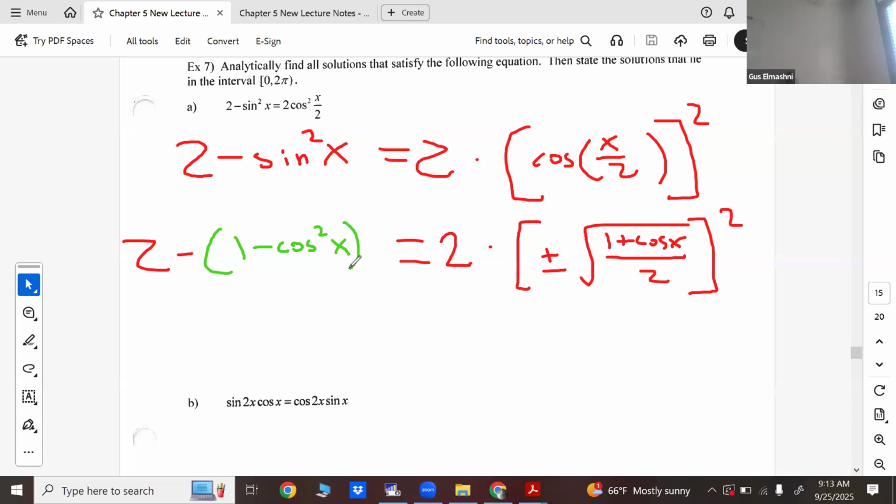But when you square plus or minus, it won't matter because it just goes away. You square the radical, it also goes away. And now with everything in terms of one trig function, it's going to become some sort of quadratic situation that you guys can solve. So work it out. Tell me what you get. I'll work it out too. We'll compare.